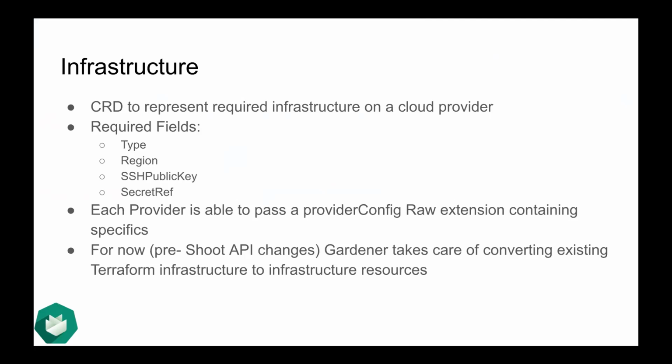The purpose of this infrastructure resource is that it should represent infrastructure characteristics that shall be deployed on a certain infrastructure. For instance, in AWS or GCP, it manages the creation of VPCs, subnets, whatever. Still, we enforce some common fields across all infrastructures. As you can see, the required fields across all infrastructures are, of course, the type. Type means, in this case, AWS, GCP. The region in which this infrastructure is being hosted, the SSH public key, which is important for setting up some resources inside that infrastructure.